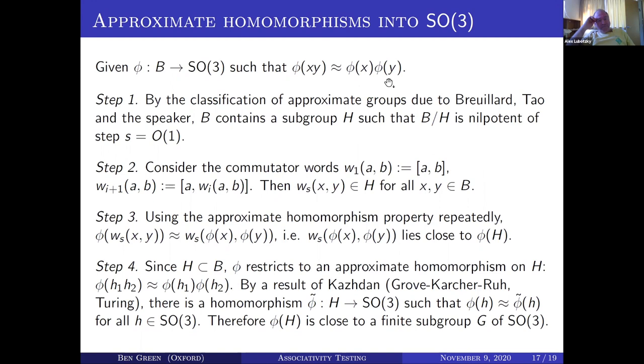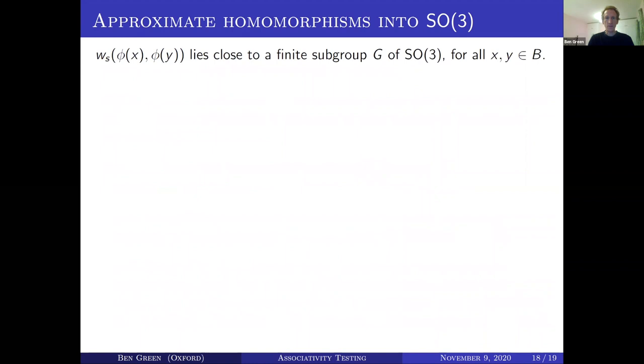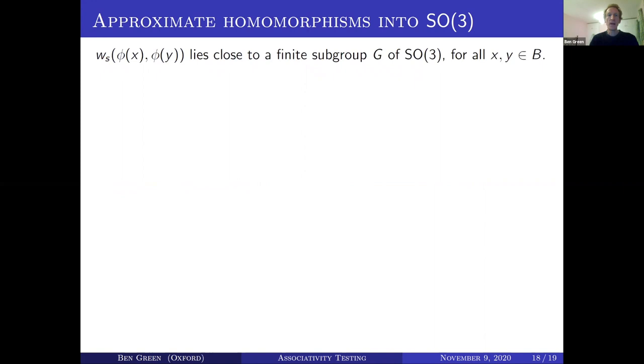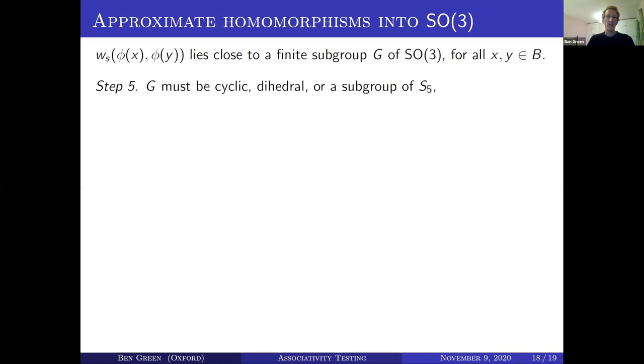Okay, last slide that I'm going to cover. So what we've got to at this point is this phi tilde, which is close to phi, is a genuine homomorphism. And H is a finite group. So the image of a finite group under a homomorphism is, of course, another finite group. So its image is a finite subgroup of SO3. And finite subgroups of SO3 are classified easily. They are cyclic, dihedral, or subgroups of S5.